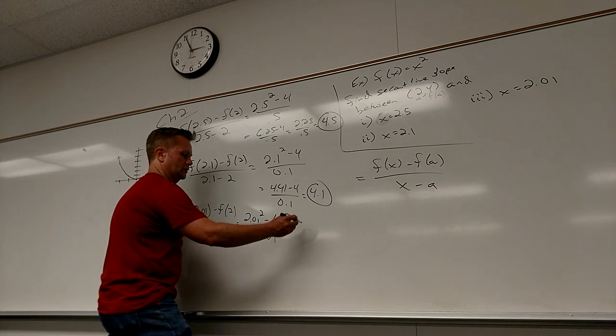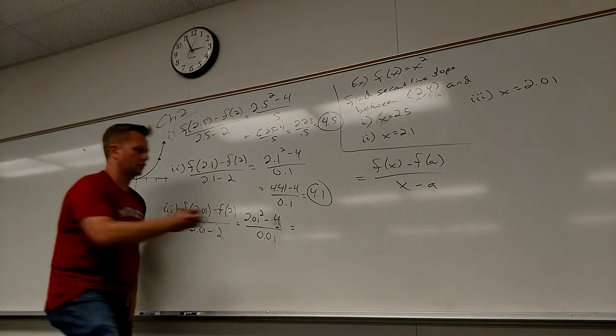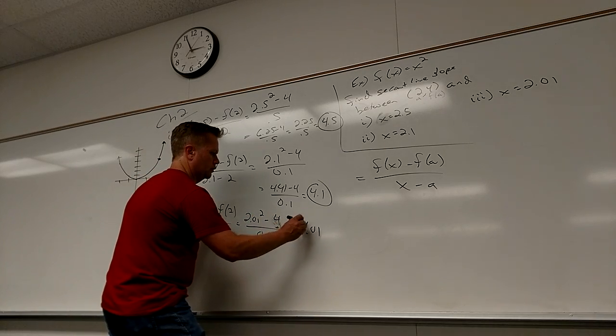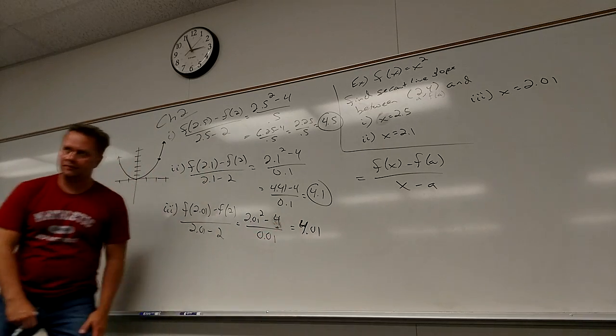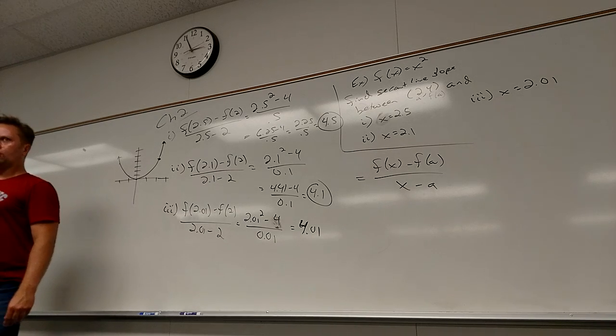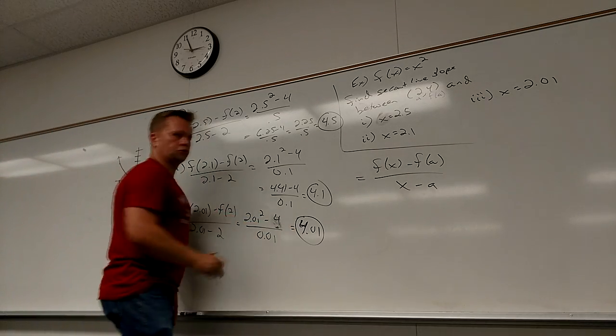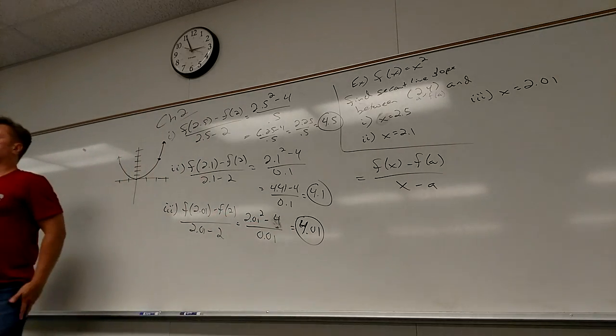What do you get for the top here? Or what do you get for this whole thing? Anybody got that? 4.01. So if you had to hazard a guess, I want to see if you guys get this by now. If I kept going closer and closer to 2, the output would probably get closer and closer to 4. I like it.